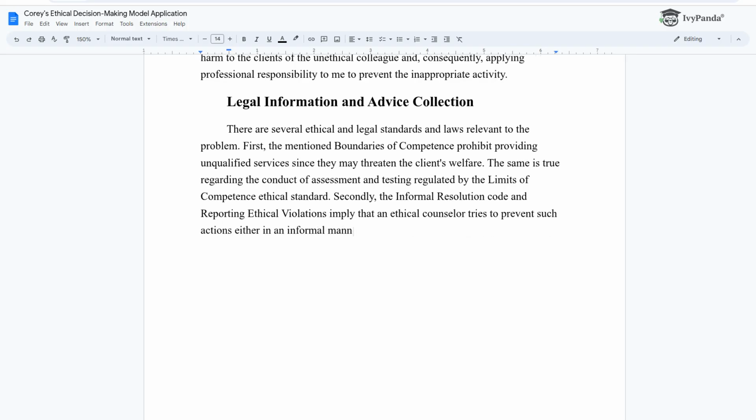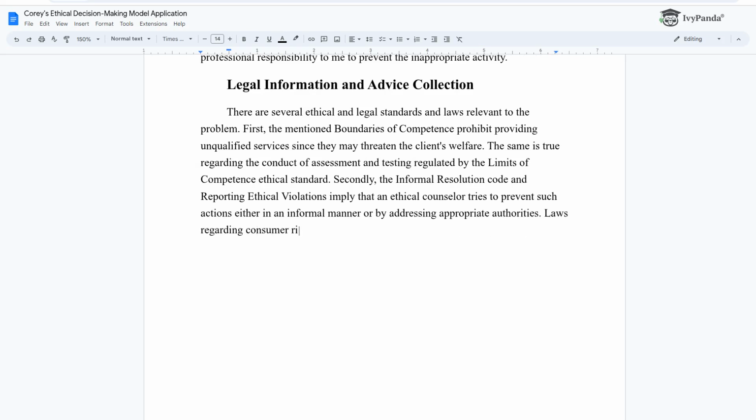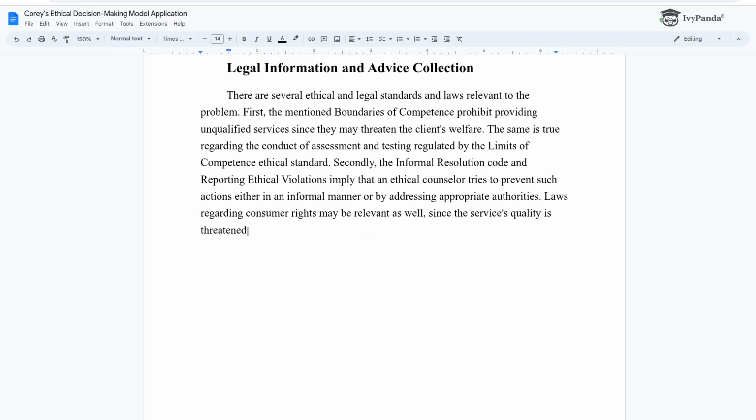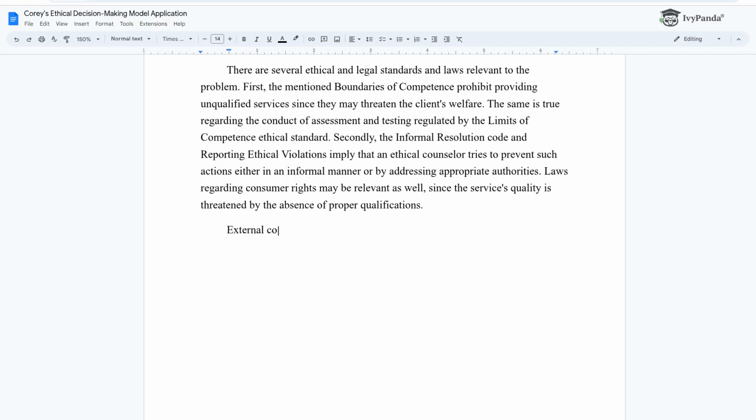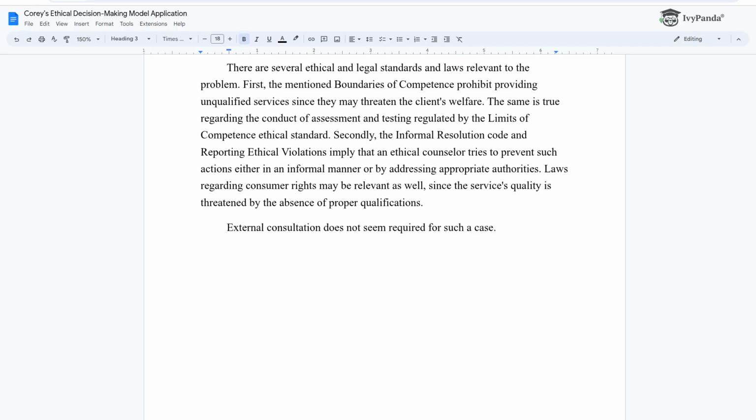Secondly, the informal resolution code and reporting ethical violations imply that an ethical counselor tries to prevent such actions either in an informal manner or by addressing appropriate authorities. Laws regarding consumer rights may be relevant as well, since the service's quality is threatened by the absence of proper qualifications. External consultation does not seem required for such a case.